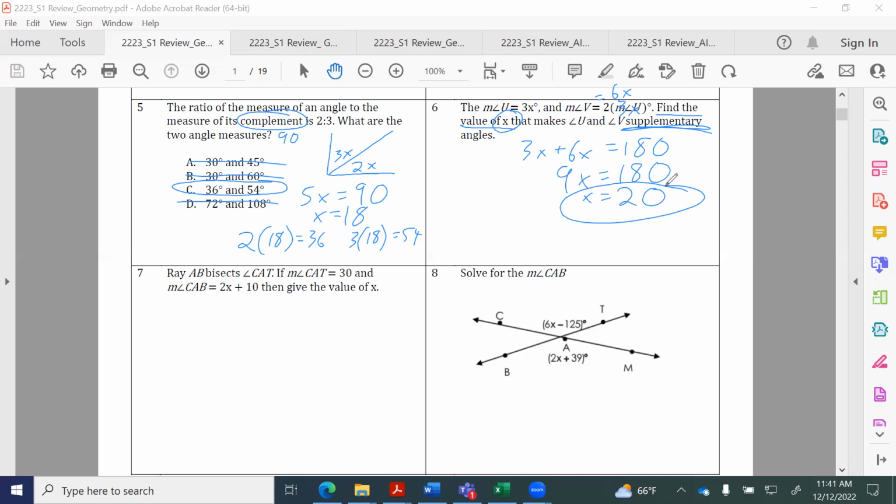So they said measuring angle U is 3x. So I just plug that in. That's 3x. So then once I plug that in, it was 2 times 3x, and that's how we got 6x.